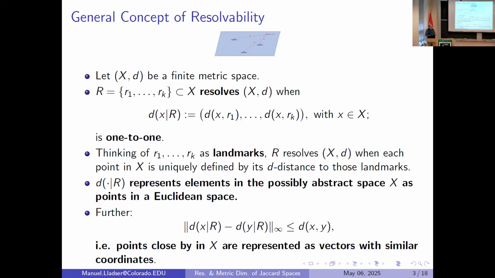There is also something good about this representation, and it is that due to the triangular inequality, the L infinity norm of the difference between the representations of two points x and y cannot be larger than the metric d in the original space. And that is a good representation because it says that if two points are close in the original space, their embeddings using this resolving set have similar coordinates, okay? And that's a good way to represent.